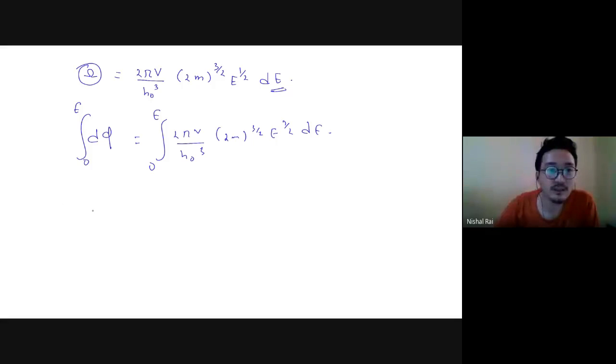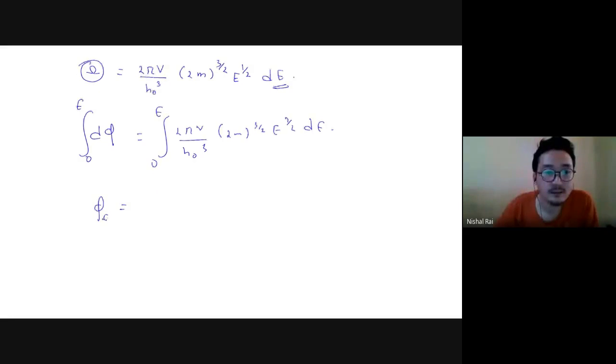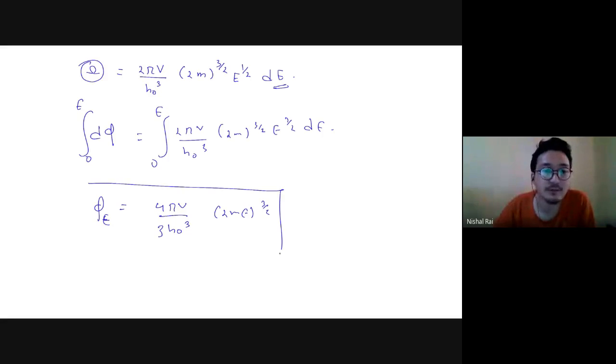Will be basically what? On the left hand side, you will get phi. Clear? For the energy, this is the total number of microstates between 0 to E. Let's write it as phi E. Clear? This will be exactly whatever you got, 4 by 3 pi V, h naught cube, 3 times 2mE to the power 3 by 2. So you'll again end up with the same value.